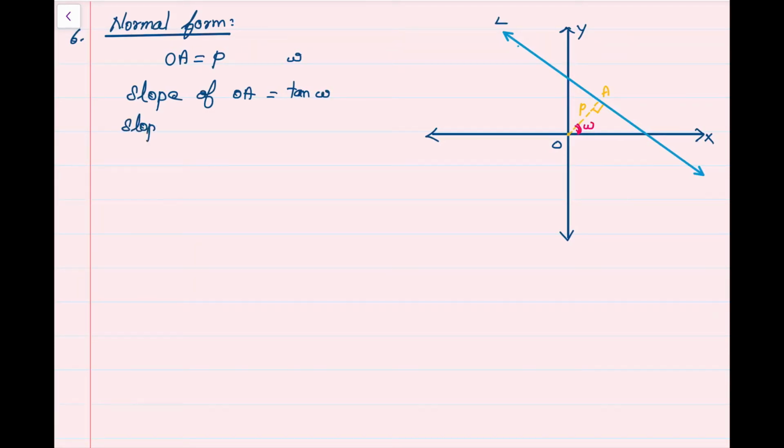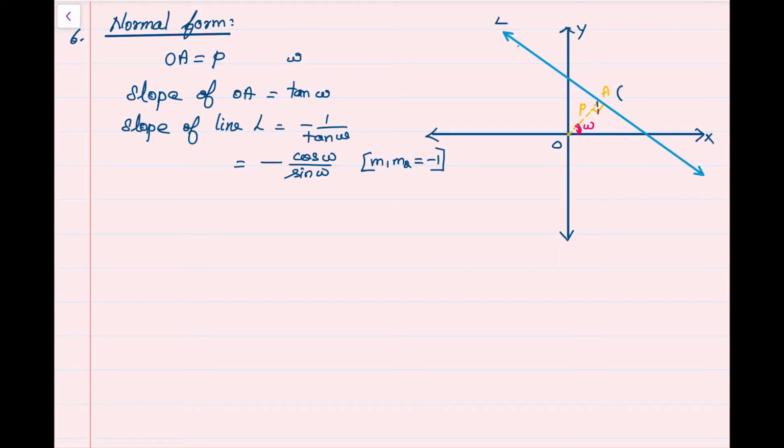We can find slope of the line L, which will be minus 1 by tan omega, which is minus cos omega divided by sin omega, using the condition m1 into m2 is minus 1, the perpendicularity condition for two lines. OA and L line are perpendicular to each other. Now, we know the slope of the line which we have to find. We need a point on this line. Let us find the coordinates of A point.